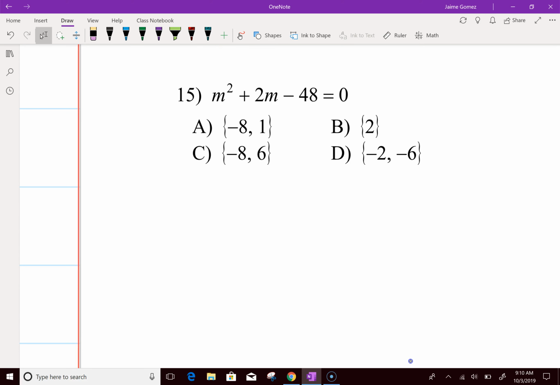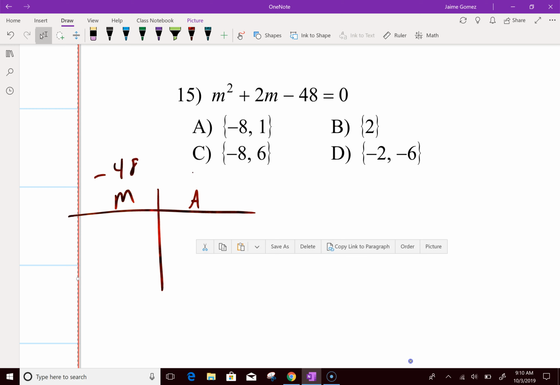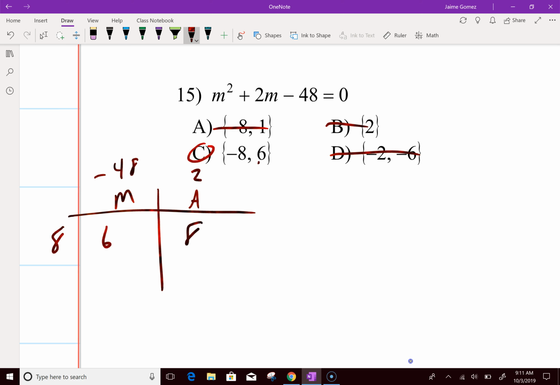Number 15, same thing. Multiply and add. Negative 48, the add is 2. Not 2 and 6, not 2. Something with, well, that's already off. That's easy. Something with 8 and 6.